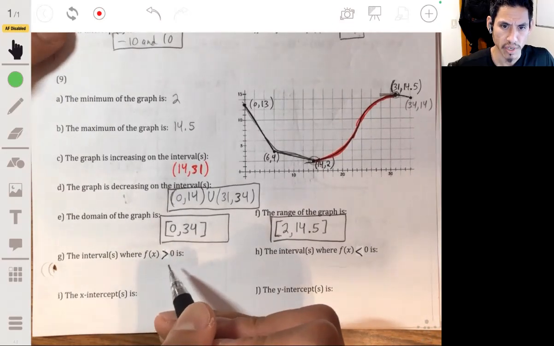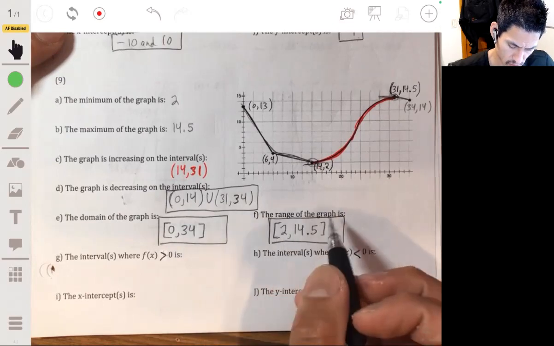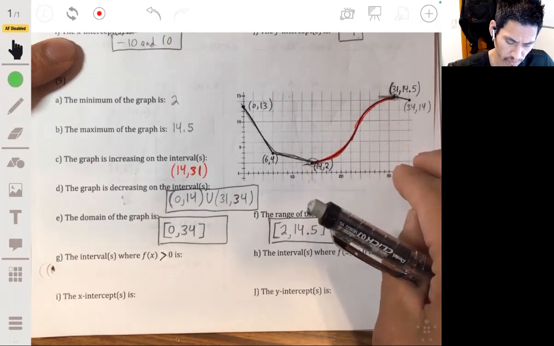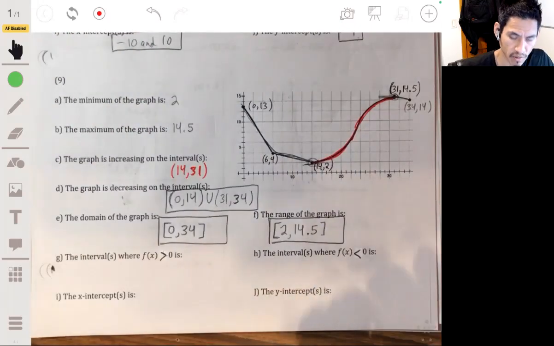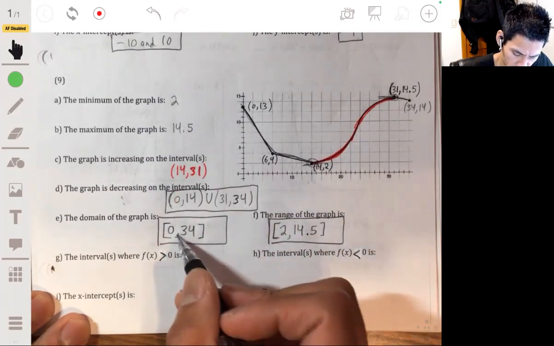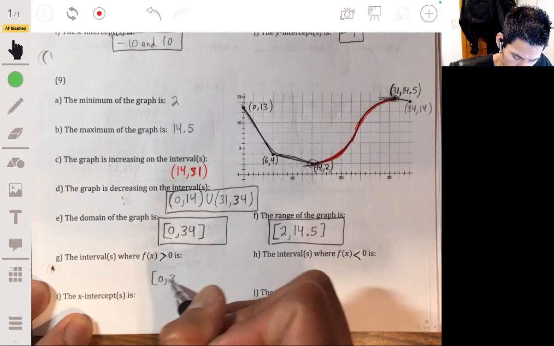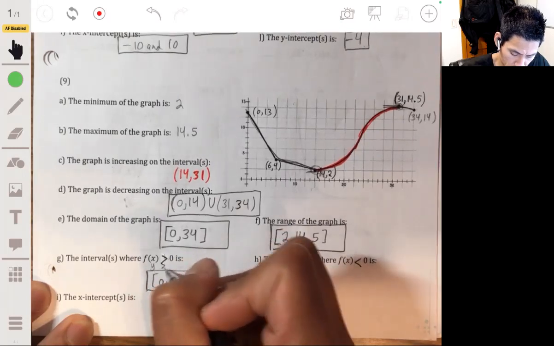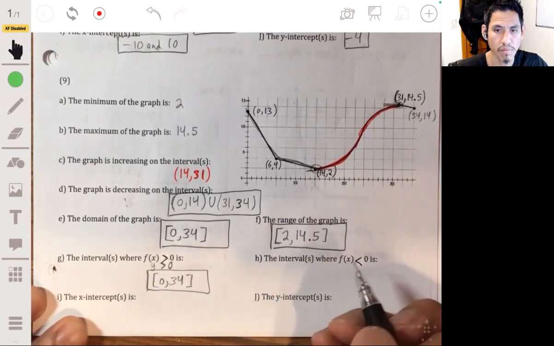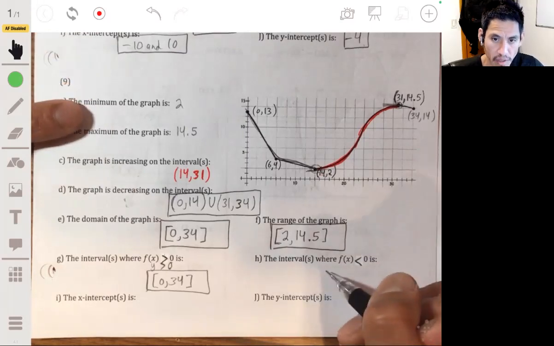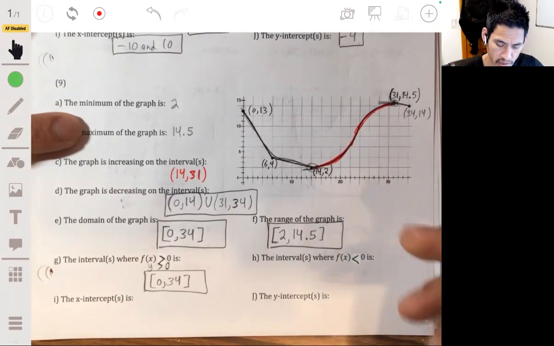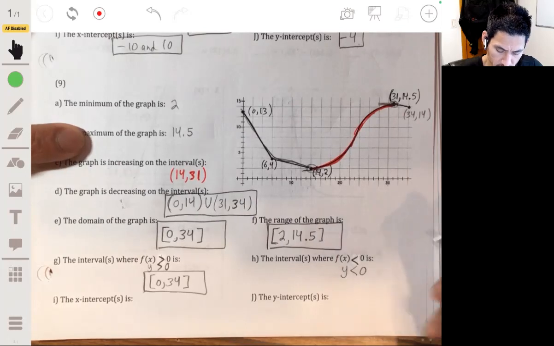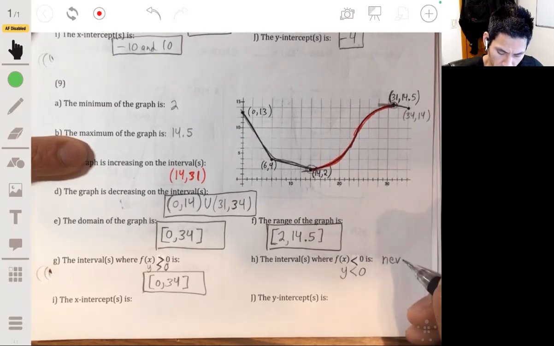Right, the intervals where f of x is greater than 0. So it's greater than 0, or when is it above the x-axis? It's on the entire domain. It's always above 0. So we can just write the domain again, 0 to 34. And remember, f of x, we're saying, when is y greater than 0? And then for h, the intervals where f of x is less than 0, it's never below the x-axis. So y is never less than 0. You can say nowhere, never.